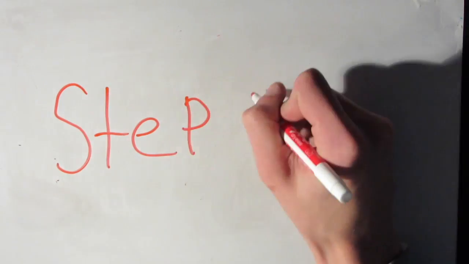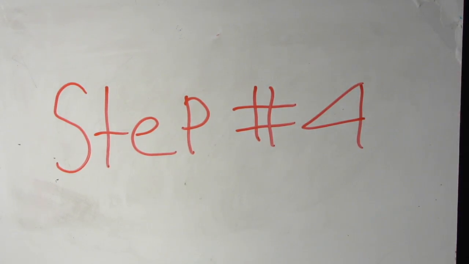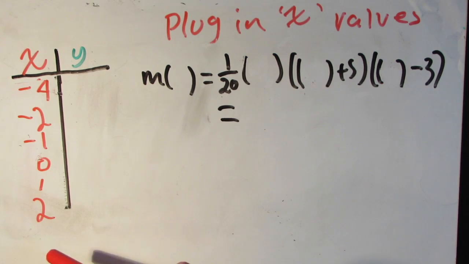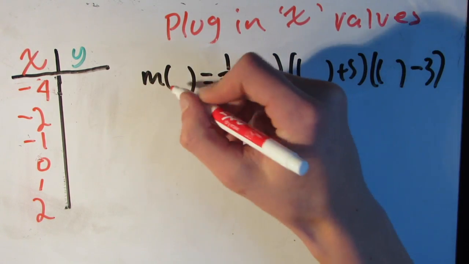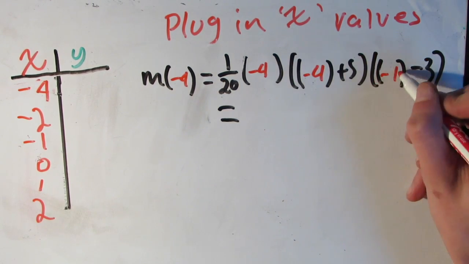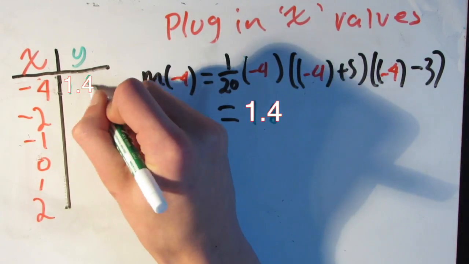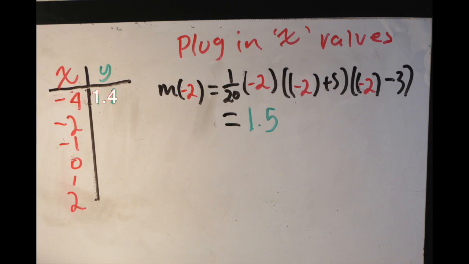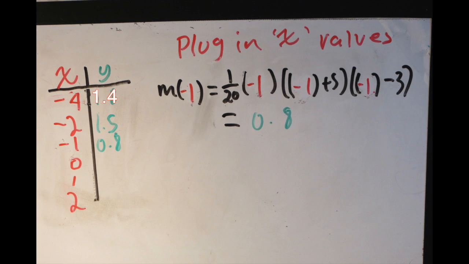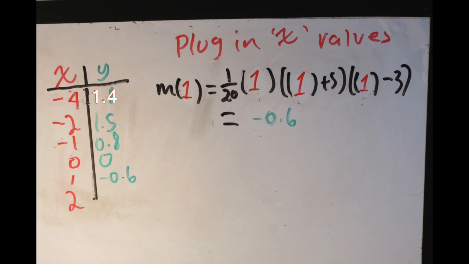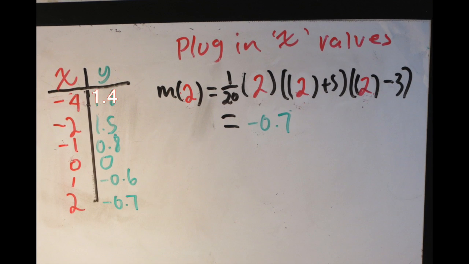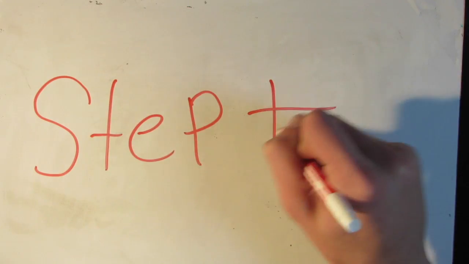Step 4. Find points to graph. The x values I have chosen are negative 4, negative 2, negative 1, 0, 1, and 2. And what you want to do is plug these x values into your equation. At x equal to negative 4, you get 1.4. Negative 2 had 1.5, negative 1 had 0.8, 0 had a value of 0, 1 had negative 0.06, and 2 had negative 0.07.